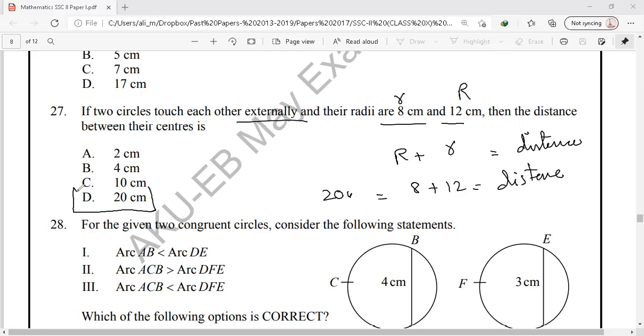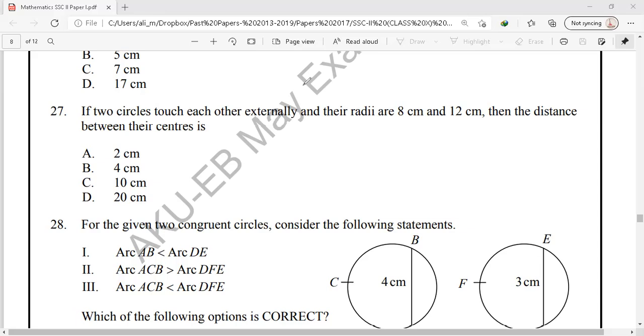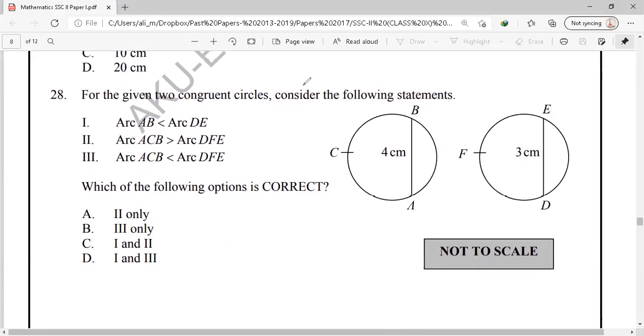So let's mark the correct answer and quickly move to question number 28. In this question, we have two congruent circles. Congruent circles mean the radii and the diameters of both circles are equal, and we have two chords. One is a chord of 4 centimeter and one is a chord of 3 centimeter. So this chord is the greater one and this chord is the shorter one. As we know, the greater chord is nearer to the center, which means less distance, and the shorter chord is farther away from the center. We have to check which of these conditions is or are correct.